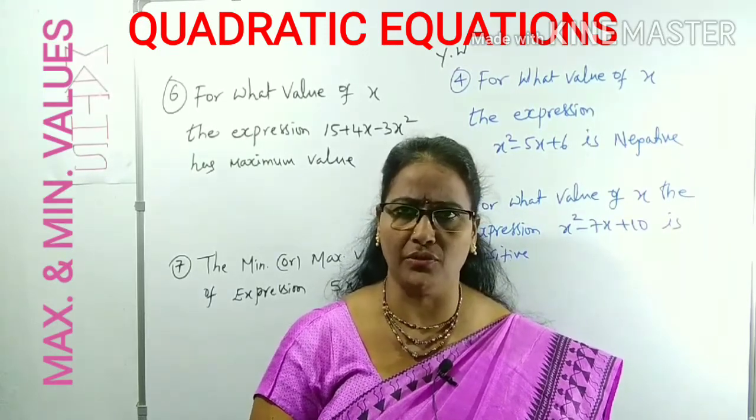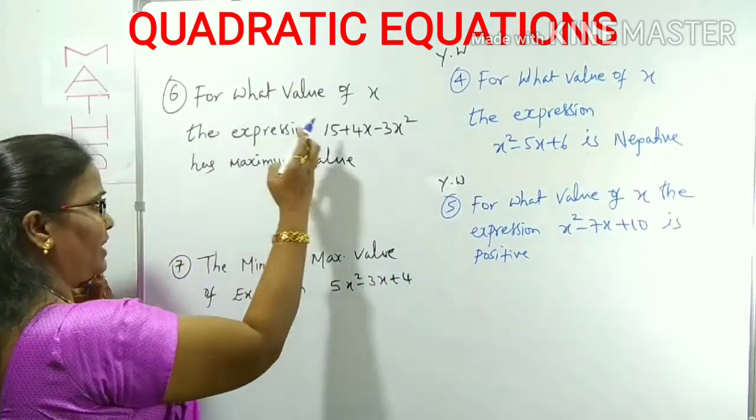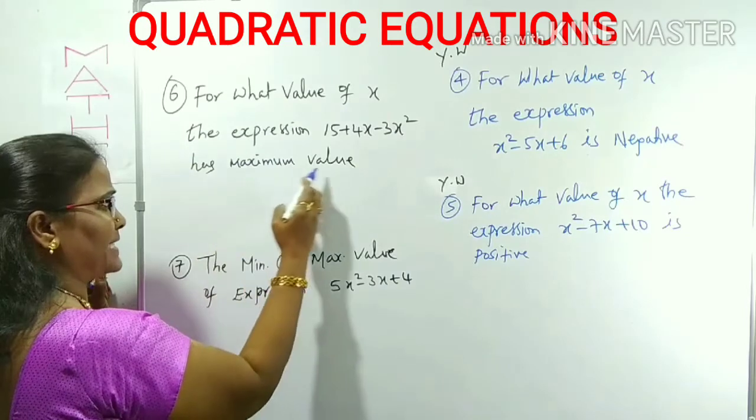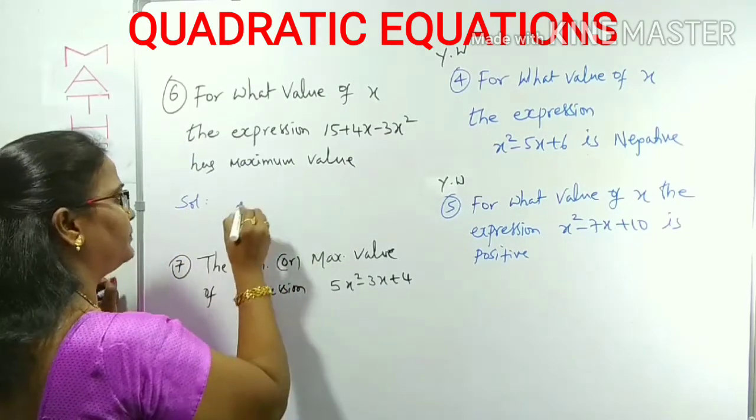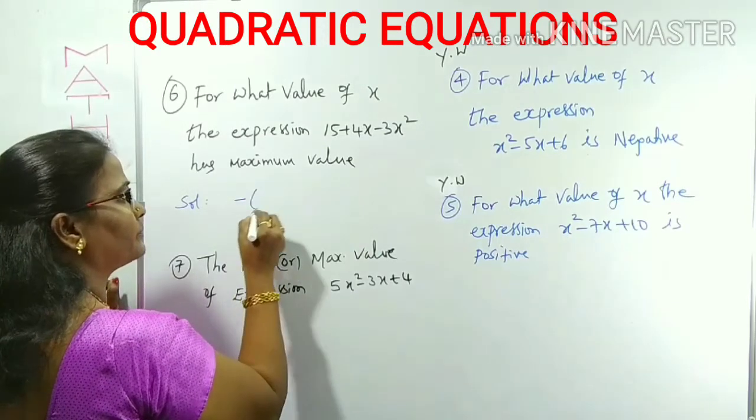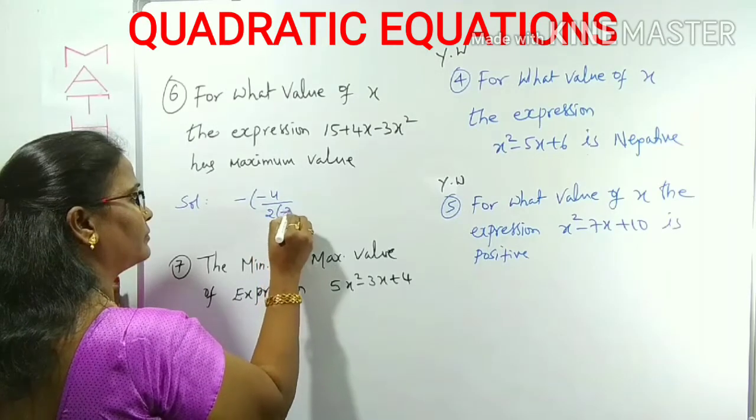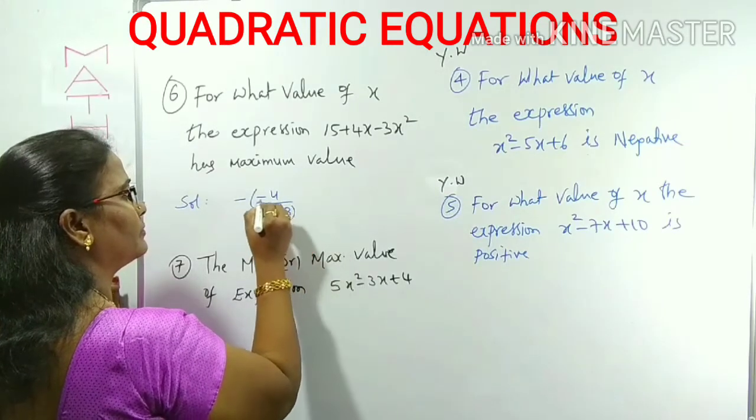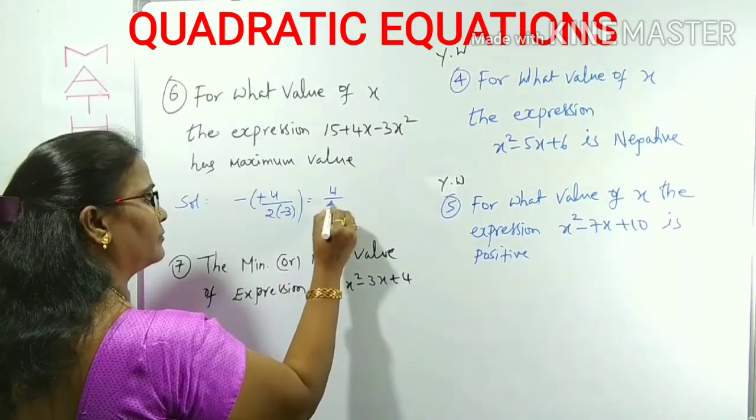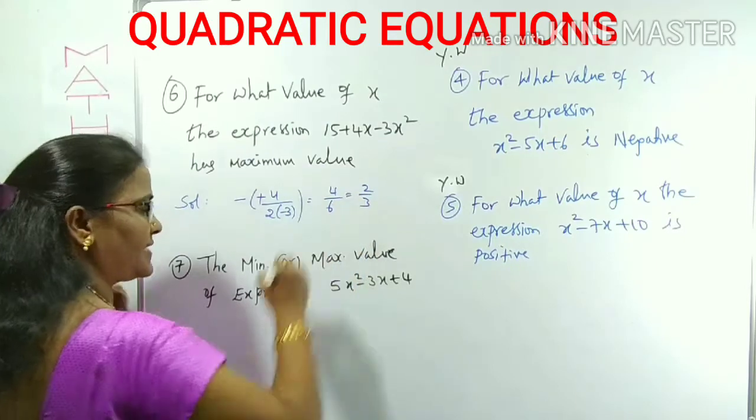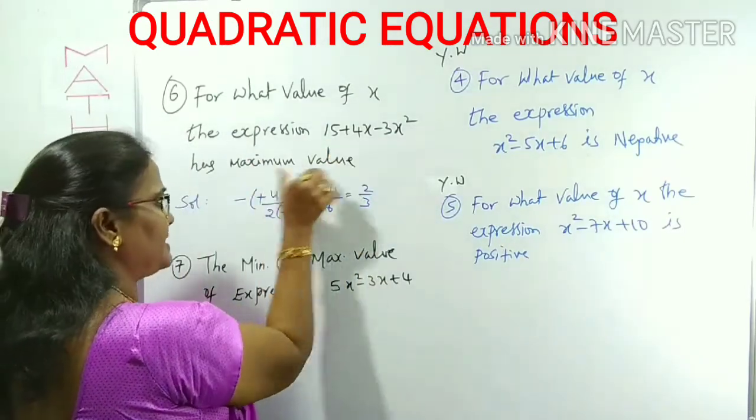For that, what do we have to do? Look at question number 6. For what value of x does this expression have a maximum value? Just simply I am writing the answer; how it is, I will explain later. It is asking for the x value at which the expression has a maximum value.